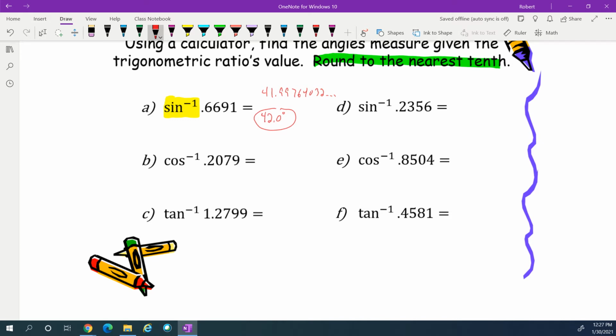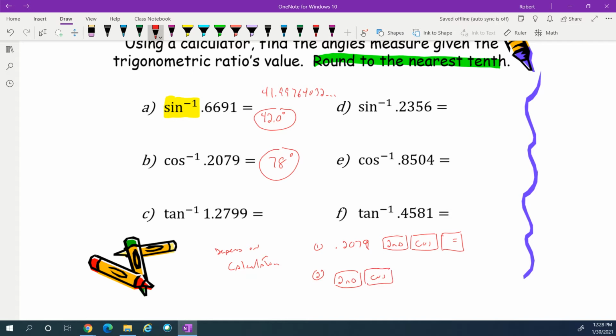So again, we're going to take the inverse cosine of that decimal. Inverse cosine, and I'm coming up with a 78-degree angle. So again, this depends on the calculator. One way is 0.2079, then the second button, then the cosine button, and then the equals button. Other calculators will require you to hit second, cosine, then 0.2079, and then the equals button. But those are the two most common ways.